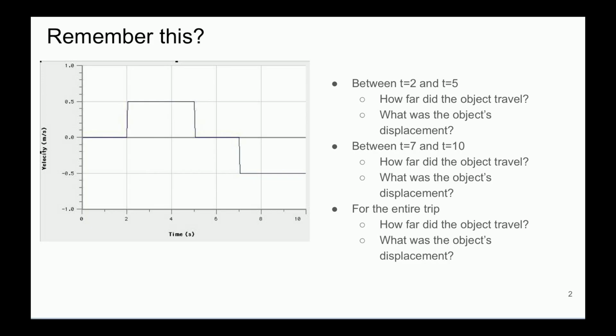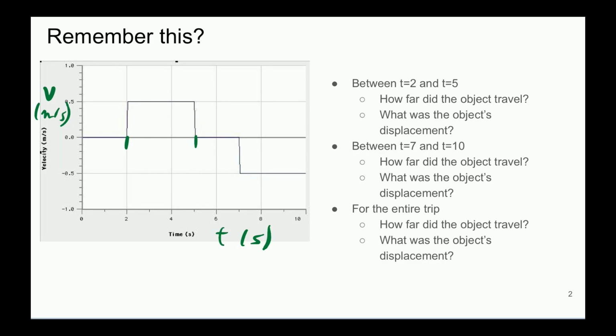So here's some graph. You might have seen one like this in a homework assignment. It's a velocity time graph. I'm going to exaggerate the axes here so you can see what it is. I'm going to include units, as I always like to do, meters per second and seconds. And the question is, how far did this object travel between time 2 and time 5?